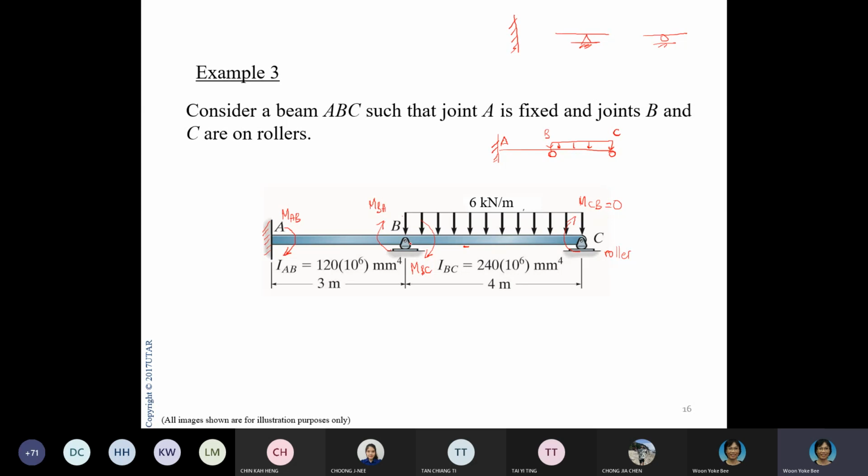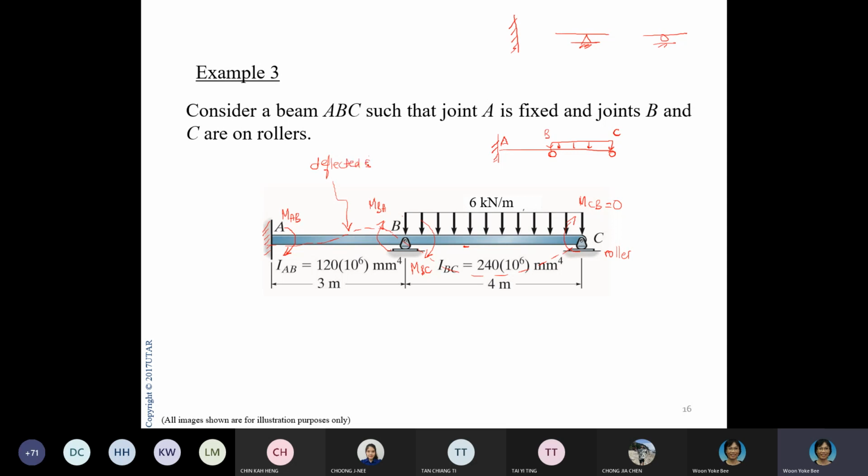Now, this is a roller, but the moments here are not 0 because these are internal rollers. They are not end rollers. They will have moments because when the load is acting on the beam, there will be some form of rotation here. Maybe I will draw a little bit exaggerated. It will be something like this. So this would be your deflected shape.